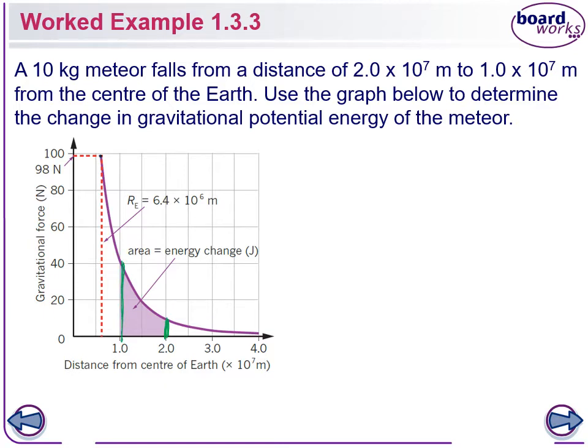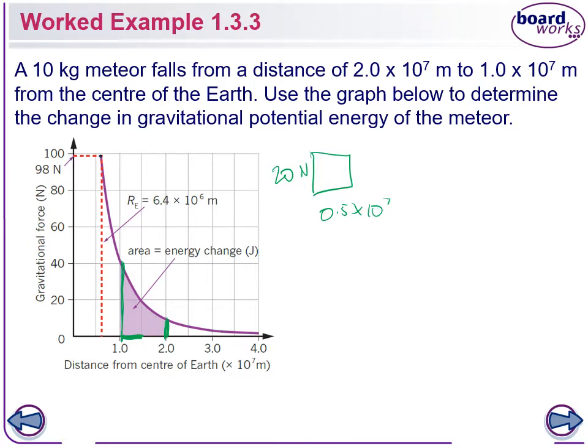Okay? So we want the change in gravitational potential energy of the meteor, so we are looking for the area under that graph. So if we work out, first of all, what each block is worth, so 0.5 times 10 to the 7 meters along the x-axis, that's there. Okay, so each one of those lines is half times 10 to the 7, and then 20 newtons up the side. And so, what will that give us?